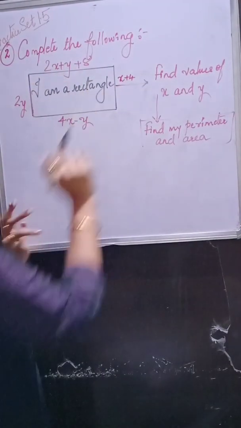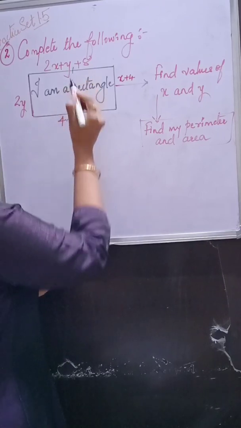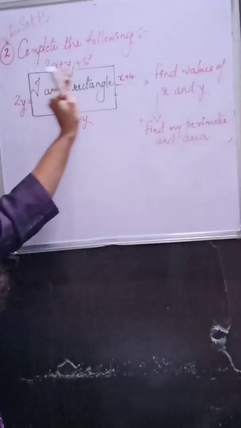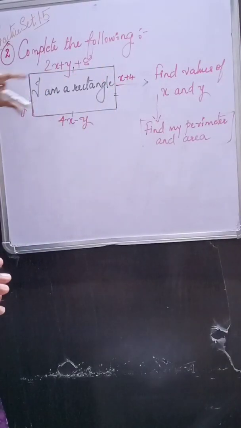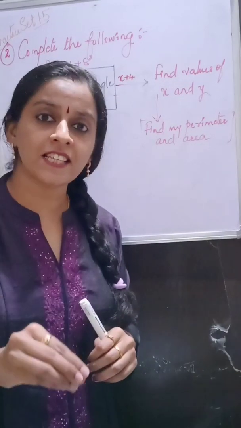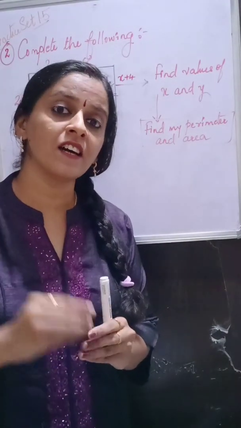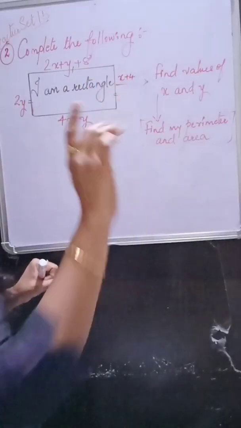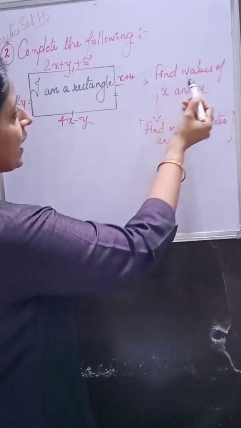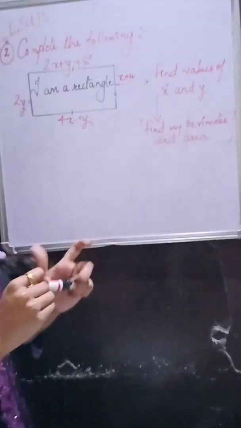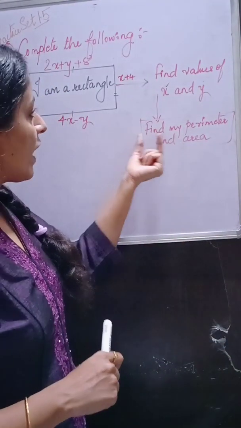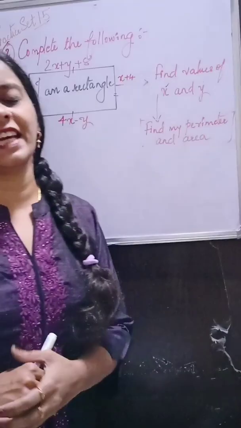So here you can see a rectangle. As soon as I see a rectangle, I feel like showing the opposite sides congruent. So that I did. These are the length and the other two we can consider as the breadth. And we know that in a rectangle, the opposite sides are congruent. So that property we are going to use here. They are asking us to complete the following. Find the values of x and y. After getting the values of x and y, find my perimeter and area.